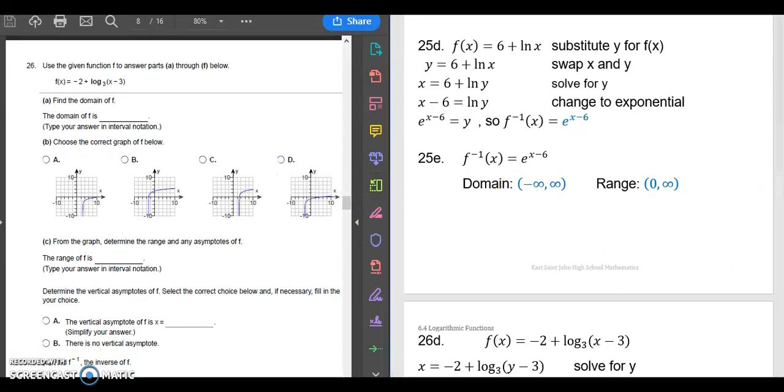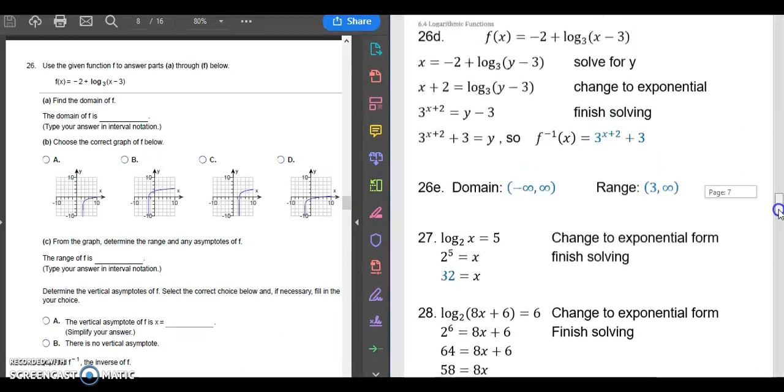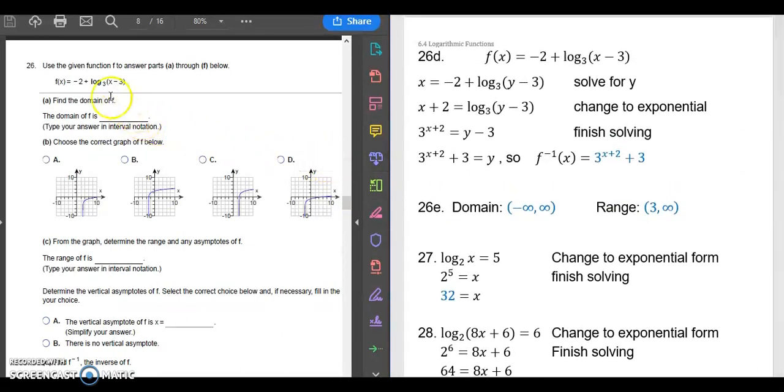Moving down to number 26, another similar problem. They give us another logarithmic equation. First off, we're finding the domain. Remember, we're looking at the argument of the logarithmic expression and setting that greater than 0. So x minus 3 is greater than 0. We end up with x being greater than 3. So that interval is going from 3 to infinity.